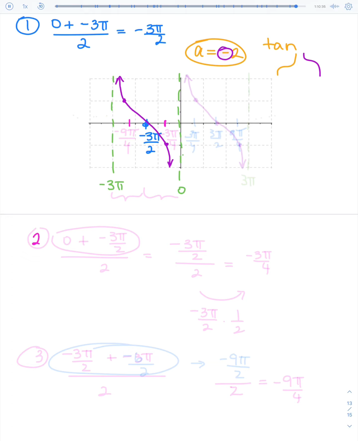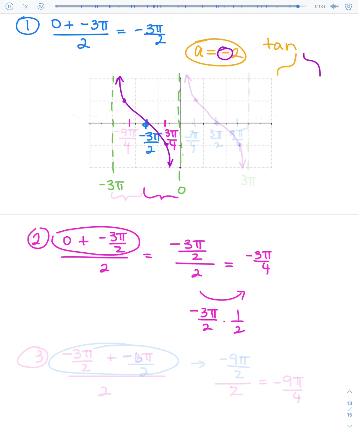Well, the first quarter point is between 0 and negative 3 pi over 2, so you'd say 0 plus negative 3 pi over 2, divided by 2. Well, 0 added to anything is just that thing, so negative 3 pi over 2 will stay the same, divided by 2. Remember that this will turn into multiplication by the reciprocal, negative 3 pi over 2 times 1/2, which will give us negative 3 pi over 4.